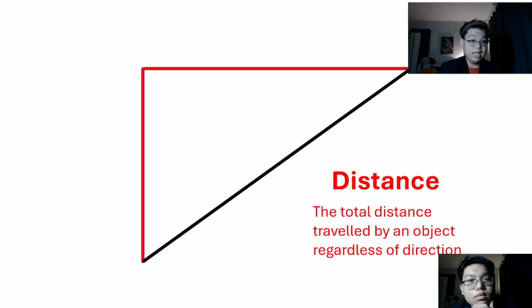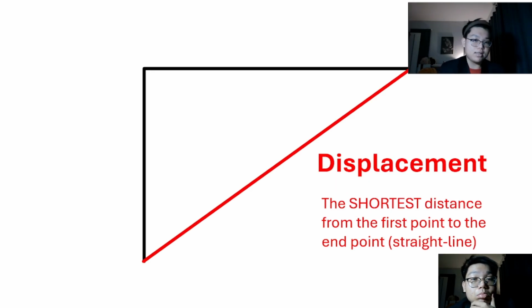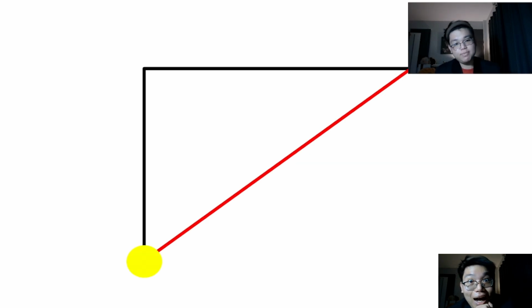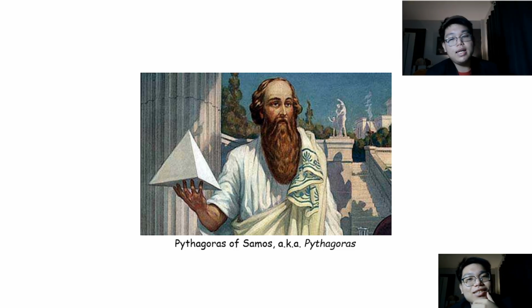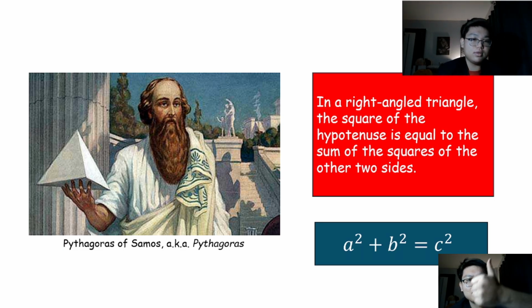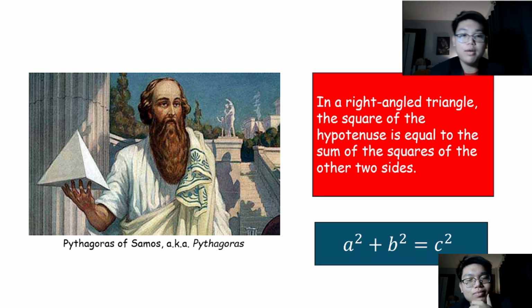See, there's a thing called distance and displacement. This is distance, which takes 2 steps. Displacement takes only 1 step. See this guy here? He's Pythagoras. He made the statement that in a right triangle, the square of the hypotenuse is equal to the sum of the squares of the other 2 sides.